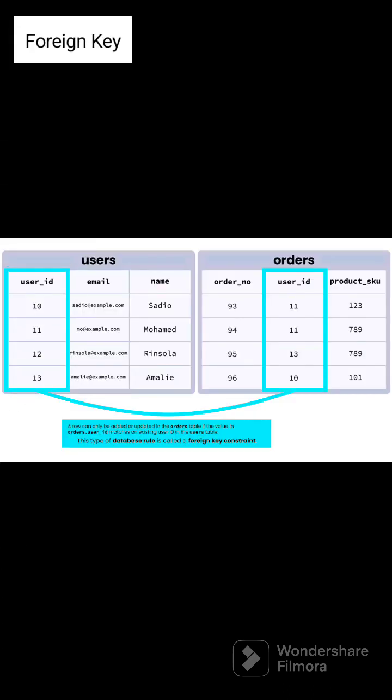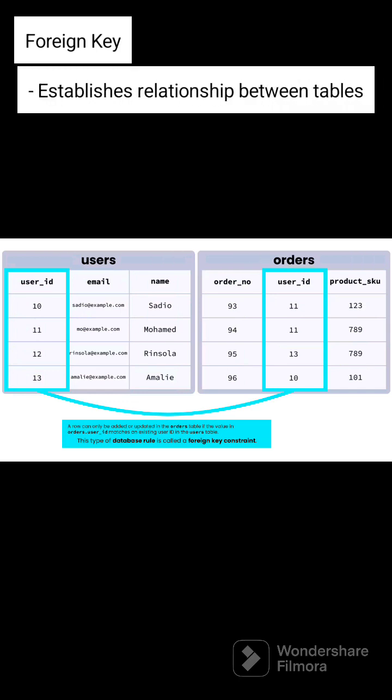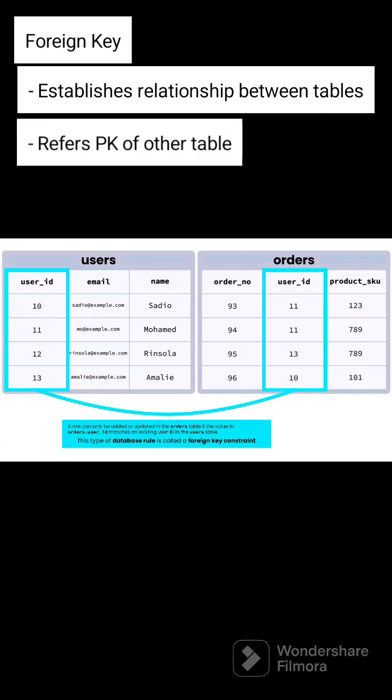Now let's talk about the foreign key. A foreign key is a column or a set of columns in a table that establishes a link or relationship between two tables. It refers to the primary key of another table and helps enforce referential integrity. In the example here, there are two tables, a user table and an order table. User ID in the user table is a primary key, and the same user ID in the order table is a foreign key. This is how a relationship is defined between both the tables. So user ID in the order table is a foreign key of user ID in the user table.